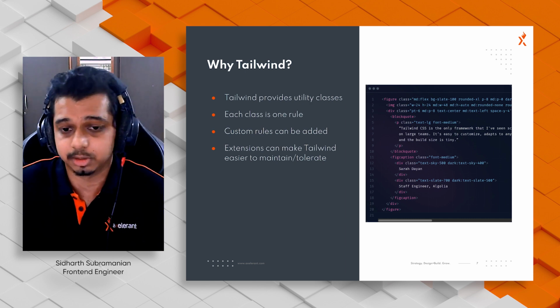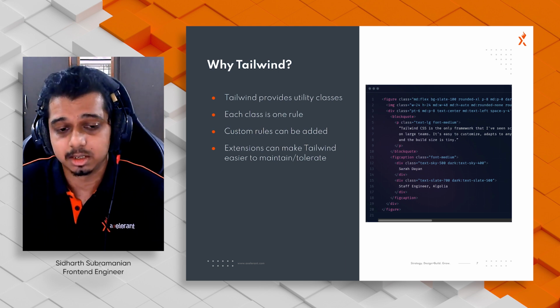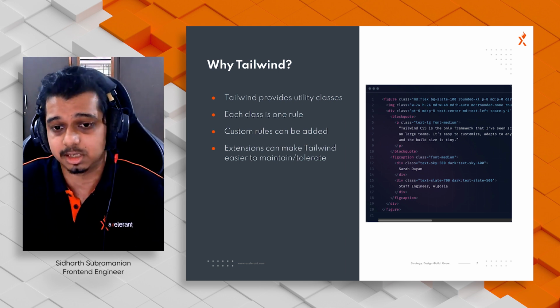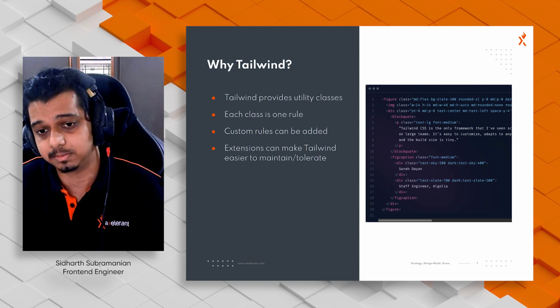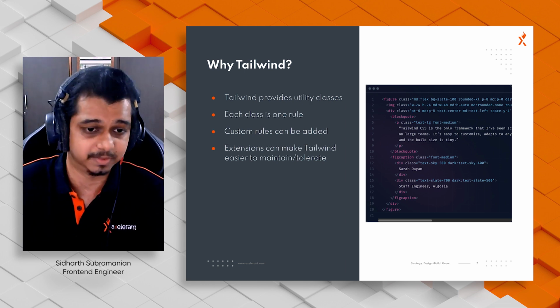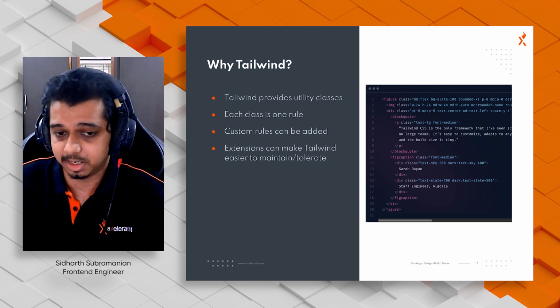So when you look at your component, you can look at all the classes and you know exactly how it's being styled, right? Custom rules can be added. So we're not just stuck with what Tailwind has given us. We can tailor this to what we want. So we can add custom classes, each having their own custom value. And lastly, there are extensions that can make Tailwind easier to maintain and tolerate.